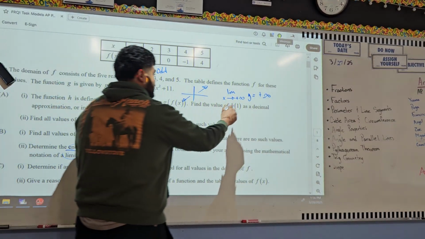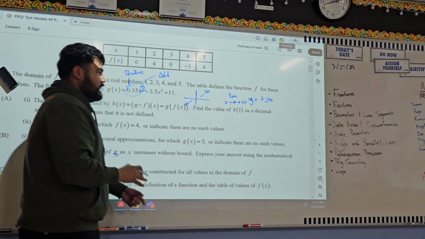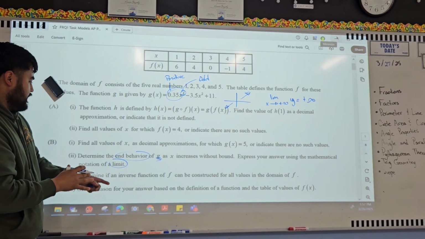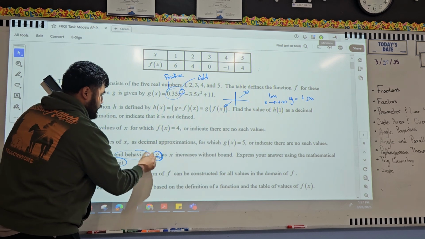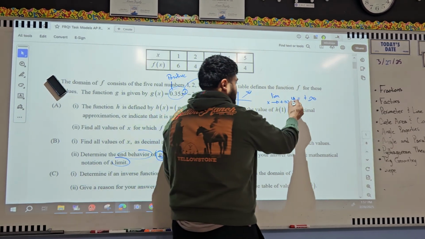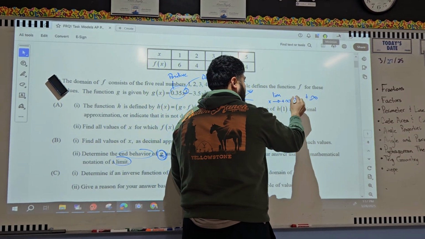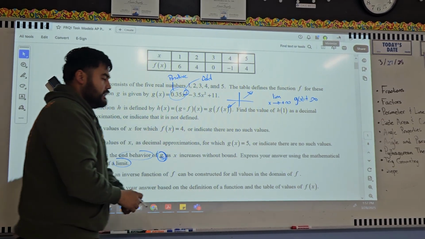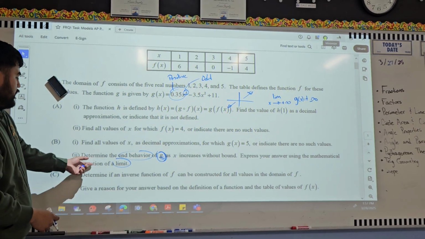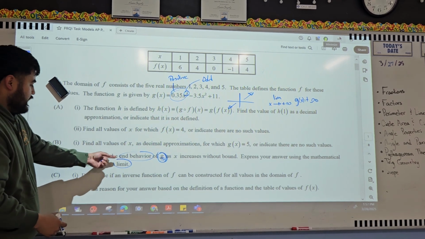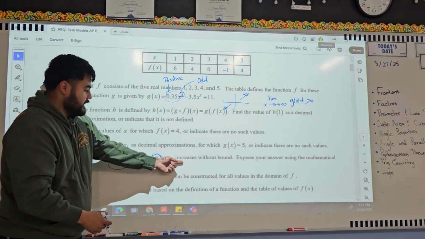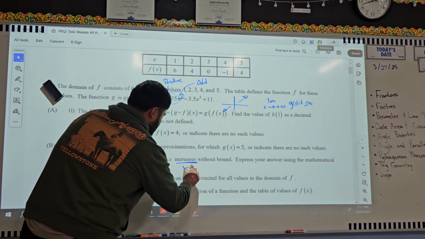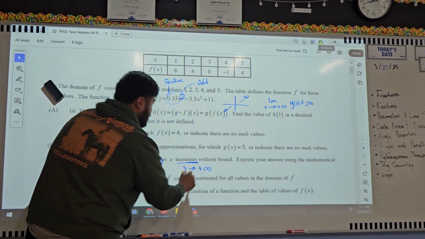Oh, that looks like a g. This should be a y, right? If you notice that, this is wrong because my focus is g. So this little section, instead of being y, it should be g of x equals positive infinity. And the same scenario goes: in this case, it just told us to determine the end behavior of g as x increases. So that's why we're going with x approaching positive infinity.